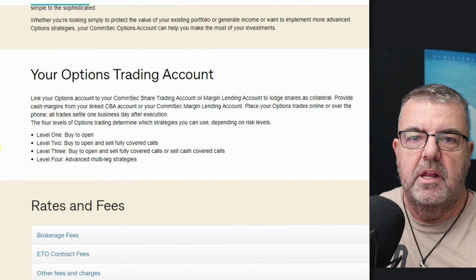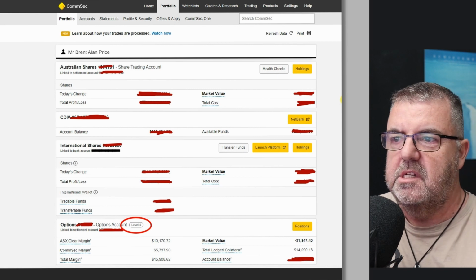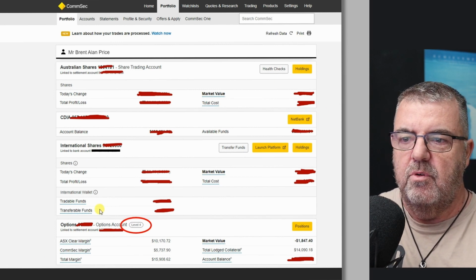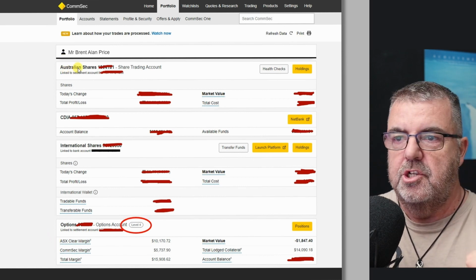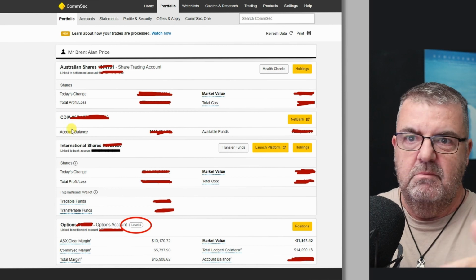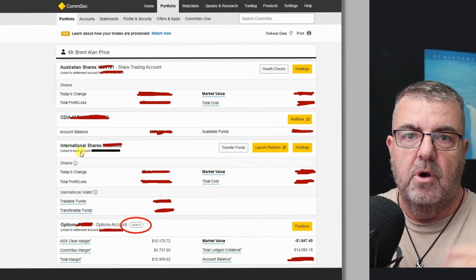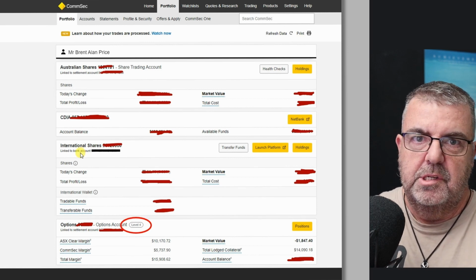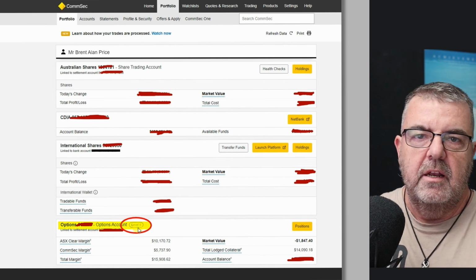They're more advanced strategies. So when you log into your ComSec account, as I've just done here, you'll be able to see your different trading level. And in my options trading account, you can see I've got an Australian shares account, I've got a general bank account, I've got international shares so I can buy and sell shares in the US markets and other markets other than just Australia. And in my options account, you can see that I'm trading at level 4.